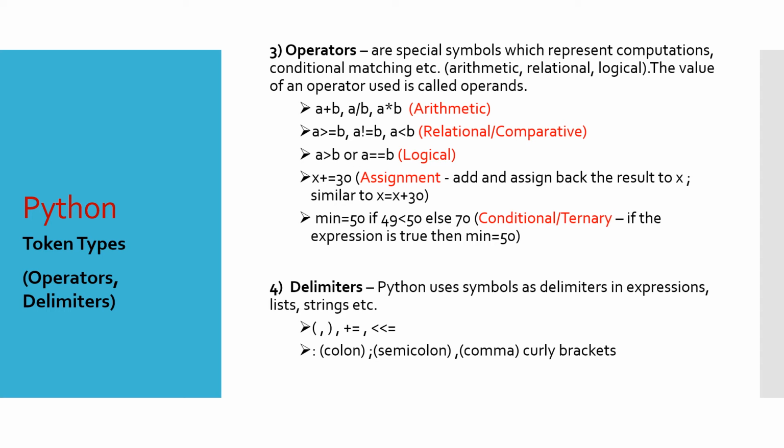Conditional ones are about if some condition is met, then do this. If not, do something else. In this, you can see a variable min is assigned 50 if 49 is less than 50. That's a true condition, correct? If it meets, then min will be 50, otherwise 70.